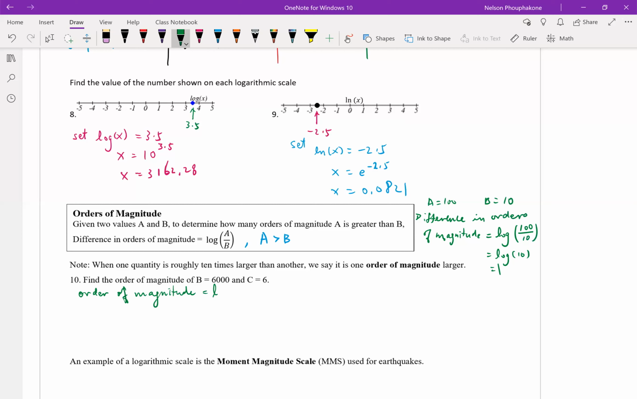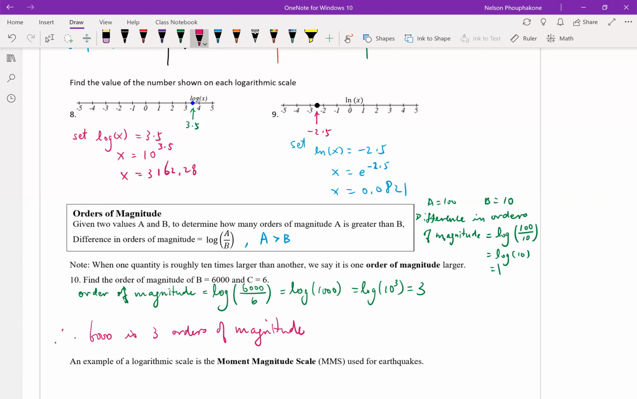Okay. Is equal to log of, now remember the biggest number is always in the numerator. Then I have log of 1,000. Then we know that 1,000 is 10 to the 3 power, right? So here is a 3. So therefore, we could actually make the conclusion that 6,000 is 3 orders of magnitude larger than 6.